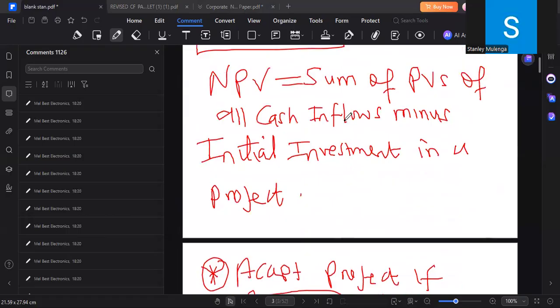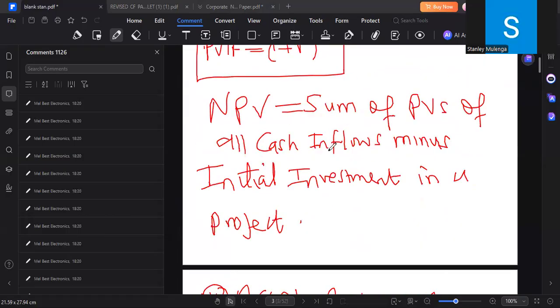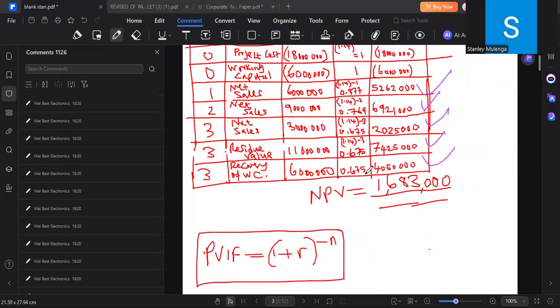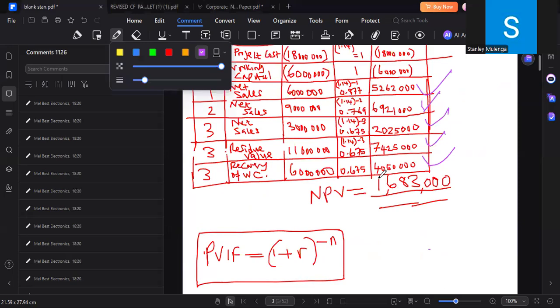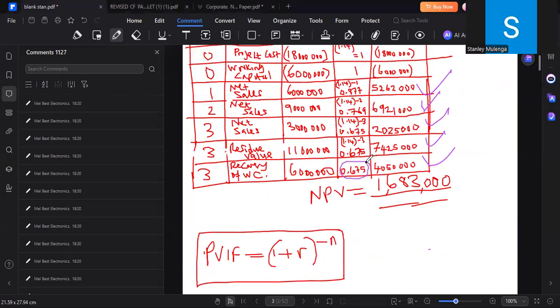This is why we multiplied it by, it was recovered working capital. It had a 0.675 as a discount factor, not the 1. It wasn't recovered within the year, but it was recovered at the end of the life, so we were multiplying it by this discount factor.